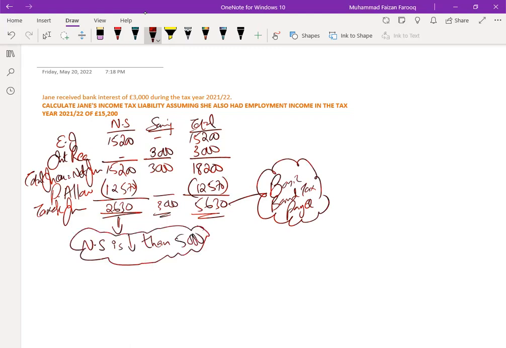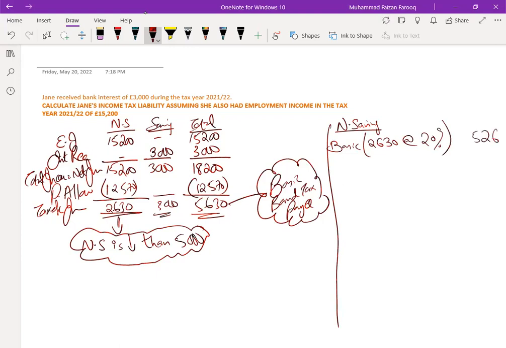This is what we are doing. Now we will apply tax, non-savings. This person is a basic band taxpayer. So we have non-savings of 5,630, and for basic band non-saving, the tax percentage is 20%, right or wrong? Right. Answer please: 526. Till here, do you have any questions or doubts?